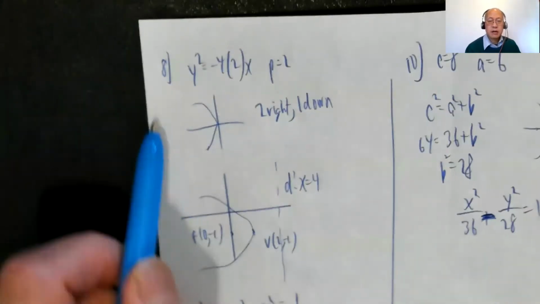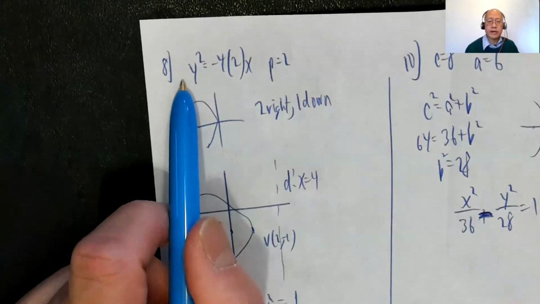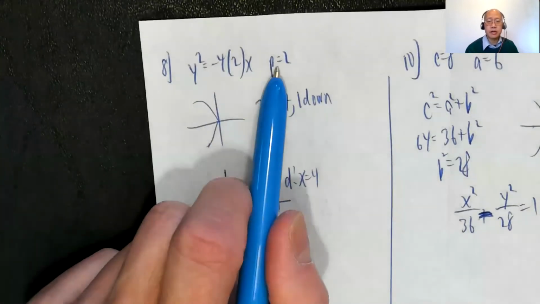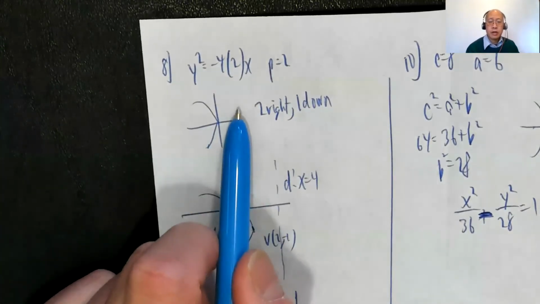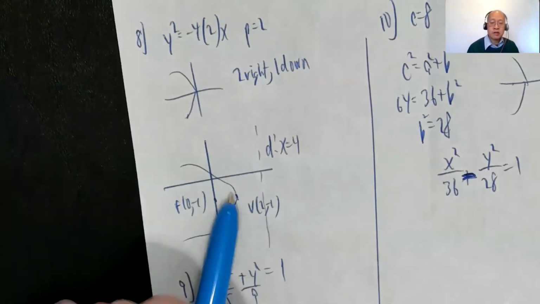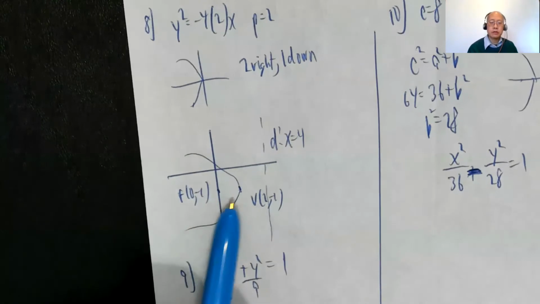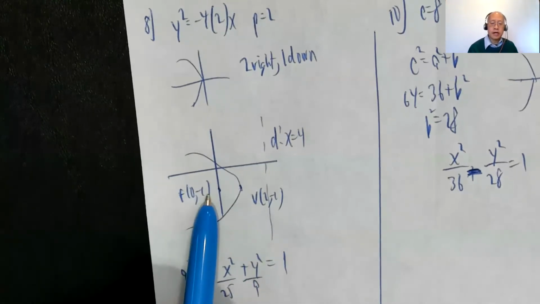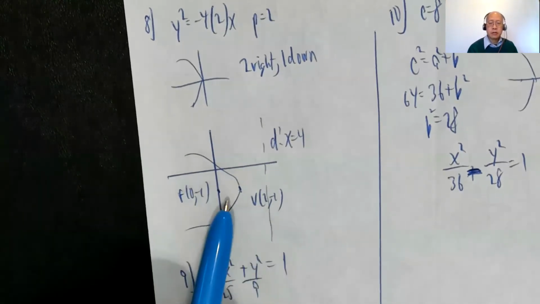Number 8, with the vertex at the origin, I have to form y squared equals negative 4px. So p is 2, opening to the left, but shifted 2 right and 1 down. So I go 2 right, 1 down. The vertex is 2, negative 1. The p is 2, so the focus is at 0, negative 1. The directrix is x equals 4, and the graph looks something like this.